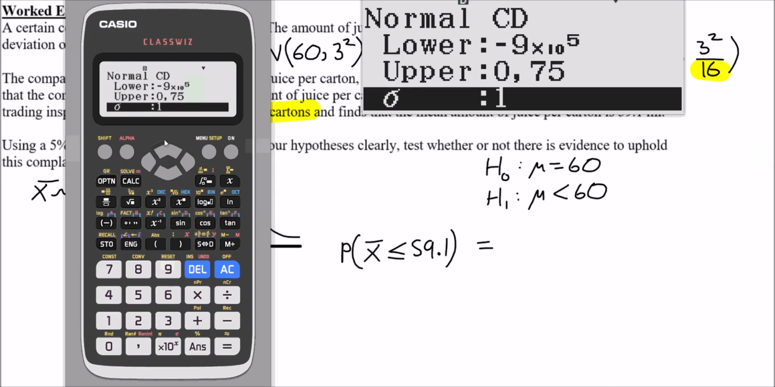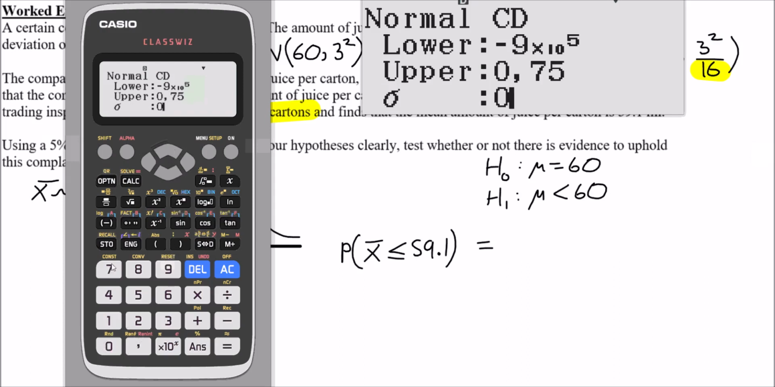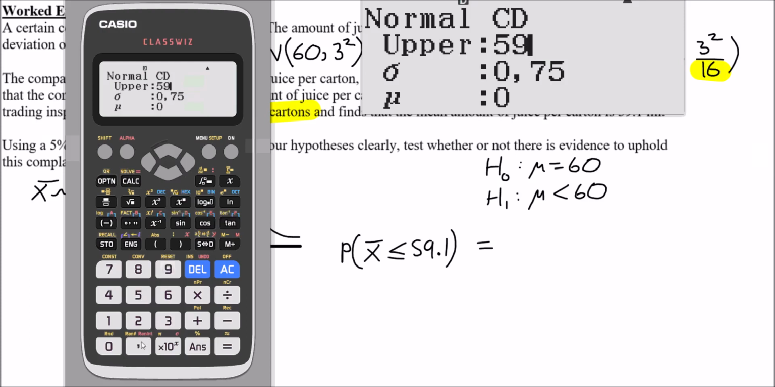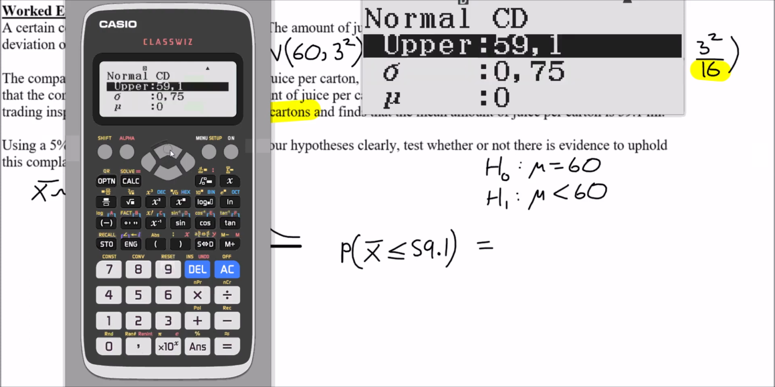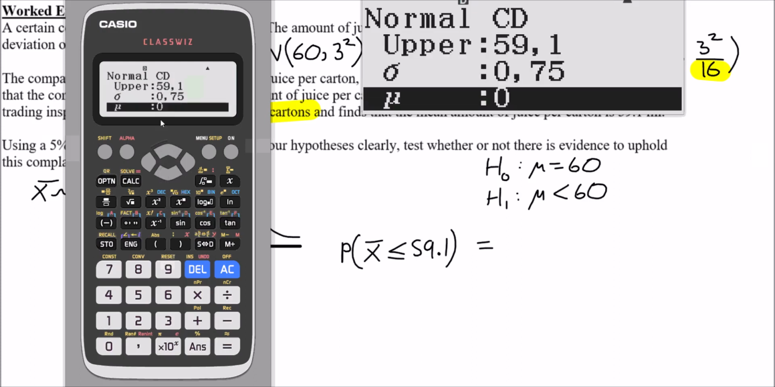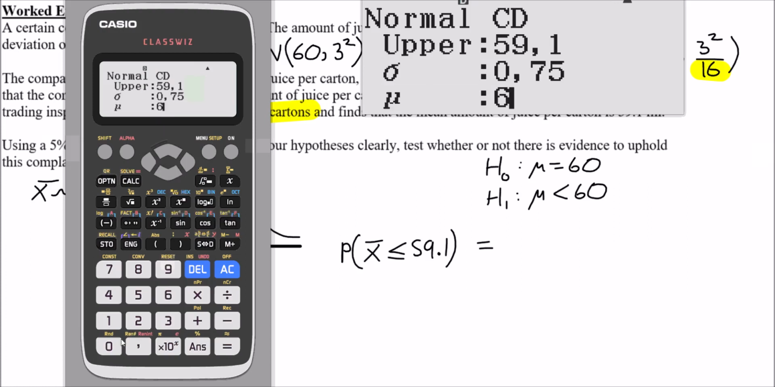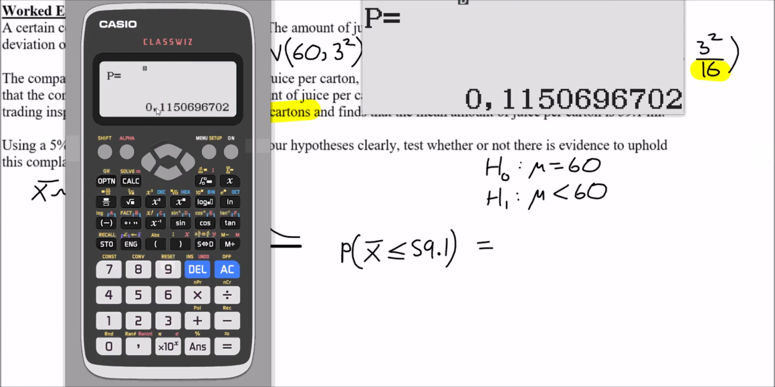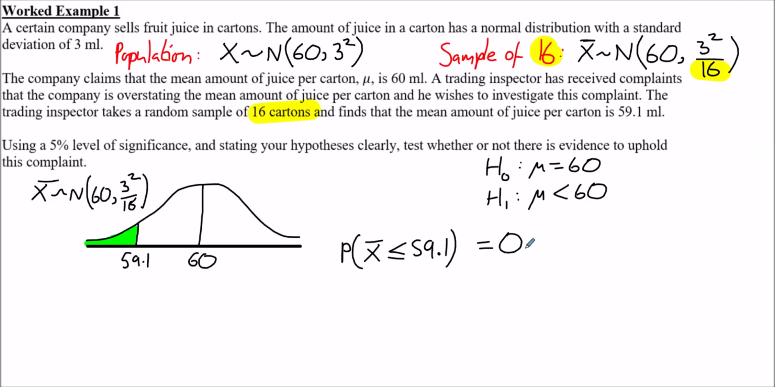I've messed that up, haven't I? Sorry, that was meant to be for the standard deviation here. Apologies. And the upper bound is 59.1. So just check I've not mispressed now. Lower bound good, upper bound 59.1 mil, standard deviation 0.75, and the population mean assumed to be the sample mean is 60 millilitres. So press equals and equals again. Our probability is 0.1151.